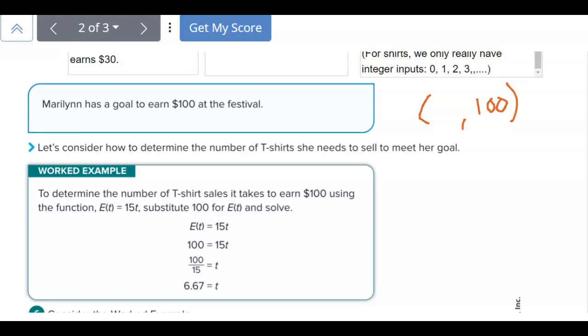So what you do, here is your equation. Here's the function that you wrote. And remember, this is the output, and this is the input. So to get $100 out, we want to find out how many shirts Marilyn has to sell. So that's what they're doing here. They're substituting $100, which is her goal, for the output, and then bring down the rest of your function, your equation, equals 15t, or 15 times t. And now we're solving that equation to find out how many t-shirts she needs to sell.